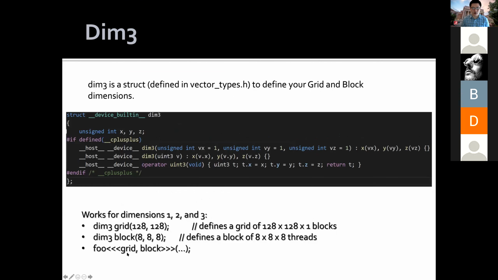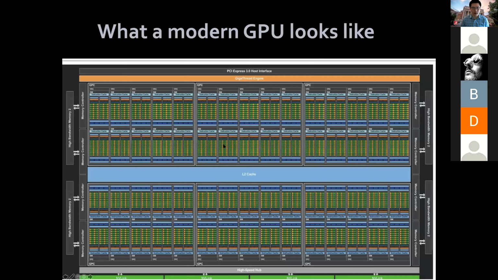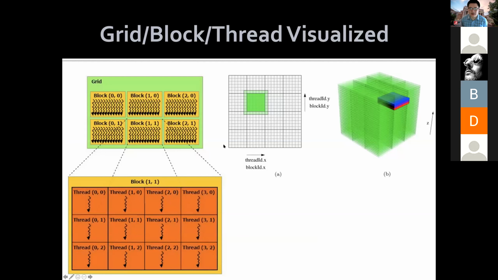When you launch the kernel, you just put the grid size and the block size here, and then this is your device code. This is just what I mentioned. You can have a 2D block. You can see here we have 6 blocks, which you can define as 2 times 3 blocks for the grid. Within each block you will have 3 times 2 threads.